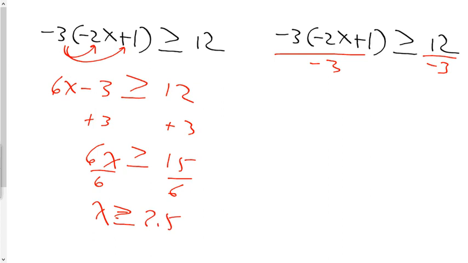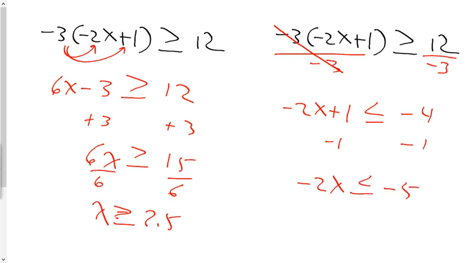If you divided both sides by negative 3, what do you have to do right now? You have to flip your sign, don't you? Because you divided both sides by negative 3. And then you subtract 1 from both sides, you get negative 2x is less than or equal to negative 5. And then you divide by negative 2 again, which means you have to flip your sign again. But either way, you ended up with the same answer, depending on if you expanded using the distributive property or if you divided both sides by negative 3.